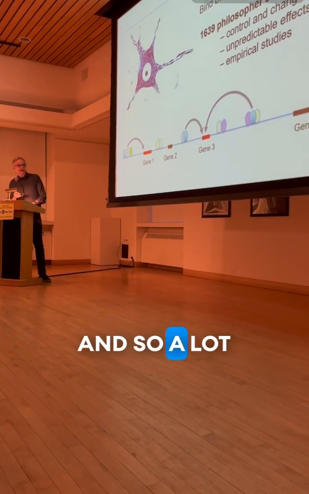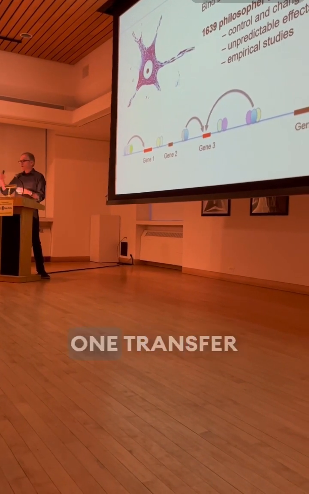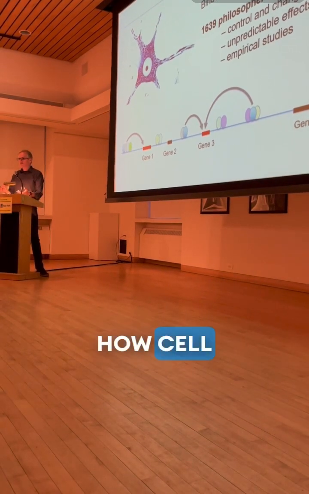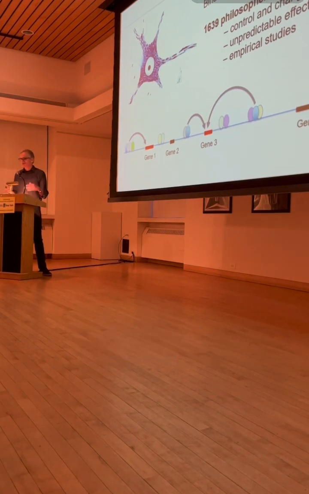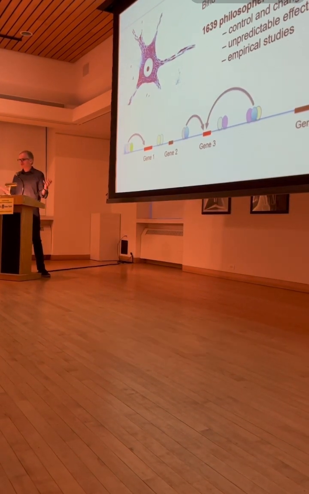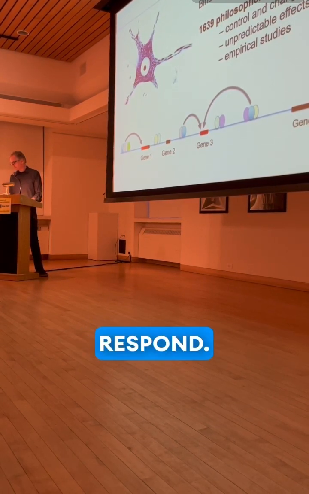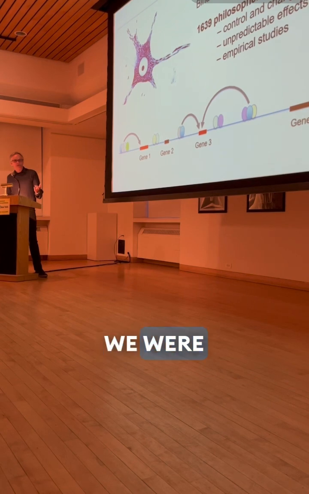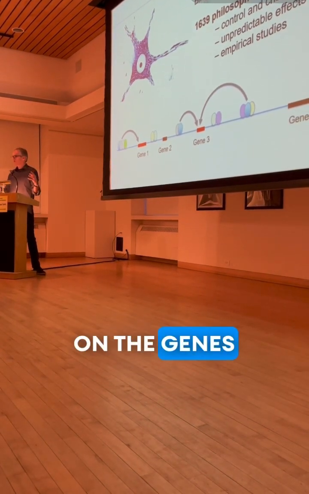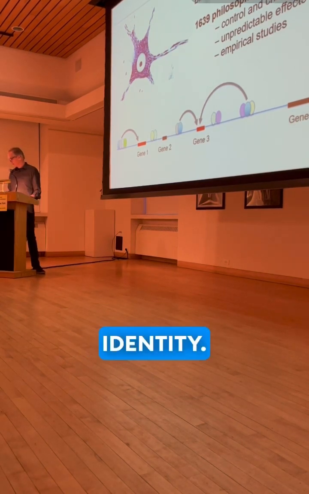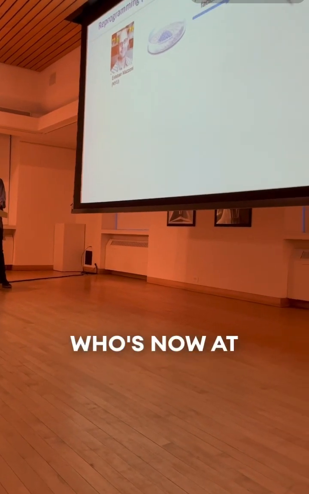And so a lot of these studies rely on empirical investigation, where we add one transcription factor to a cell and ask how the cell responds, or take the factor away and ask how cells respond. Similar to the alchemists when they were mixing different molecules and heating them and seeing how the metals respond. So we were quite interested in understanding what transcription factors would turn on the genes that define motor neuron identity. And that's work that was done by a postdoc in my lab, Mr. Armazoni, who's now at NYU.